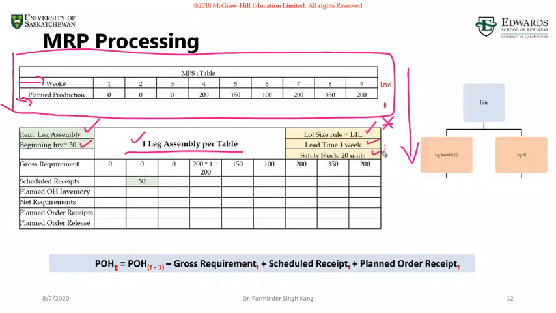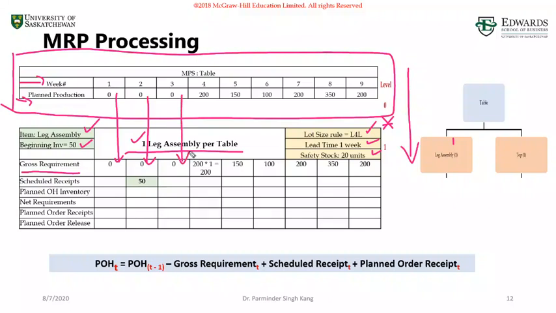So to start with, you will always start by filling out the gross requirements. In order to make 1 table, I need 1 leg assembly. For week 1, we are not making any table. The planned production is 0, so the gross requirement for the leg assembly is going to be 0. For week 2, the gross requirement is going to be 0. Similarly, week 3, no production, so the gross requirement is 0.